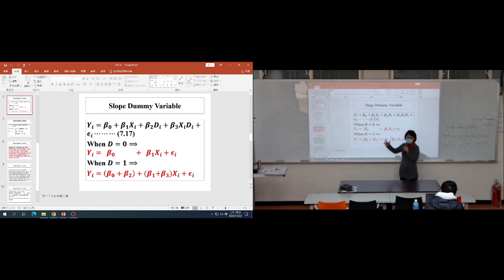Then, if beta 2 is negative, since this is a man and this is a woman, if this beta 2 is negative and significant, that means the starting salary is lower. And for beta 3, we have 4 possibilities: negative, negative; negative, positive; positive, negative; and positive, positive. So we can explain all the stories.